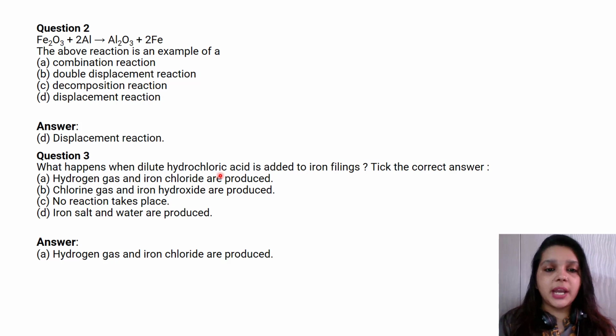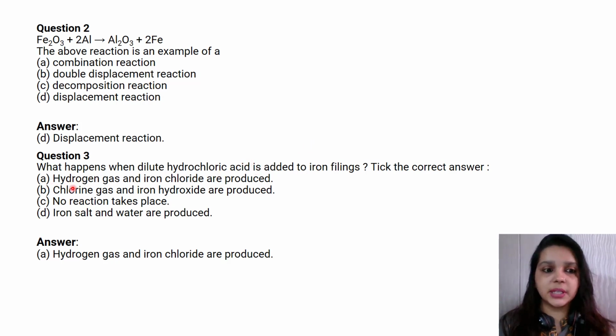What happens when dilute hydrochloric acid is added to iron filings? So we have a jar of iron filings, and if we add in dilute hydrochloric acid, what will happen? Take the correct answer. Hydrogen gas and iron chloride are produced. So we need to write a reaction here. Understanding in your mind itself is more than enough. So we have iron, we have HCl. So what will we get? Hydrogen gas will be liberated and FeCl2 will be formed. Iron chloride will be formed.